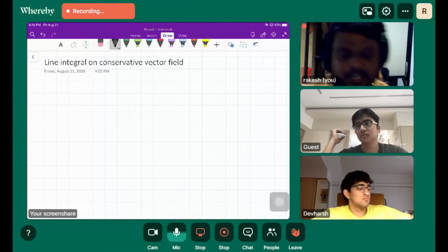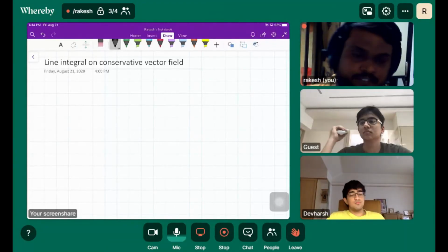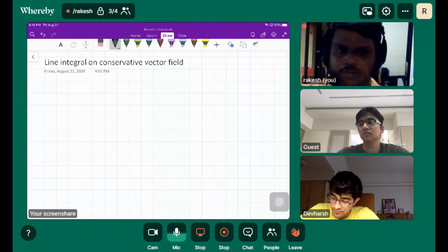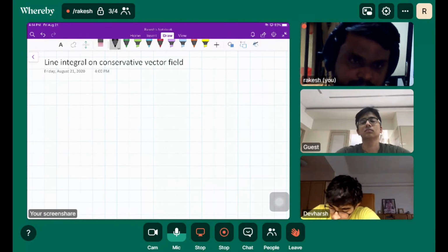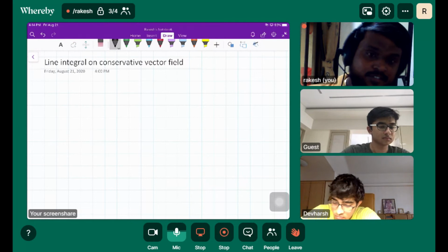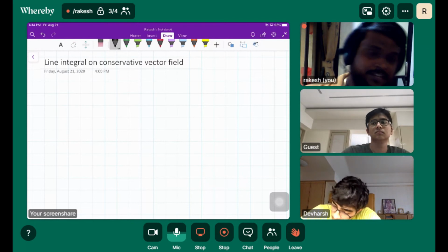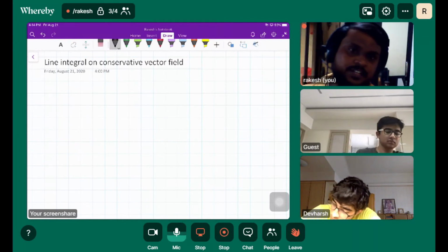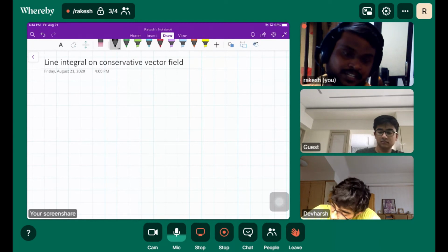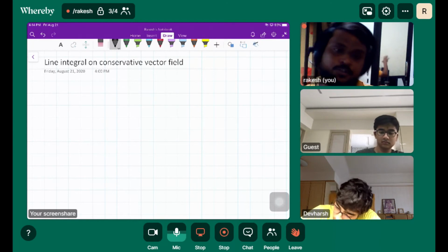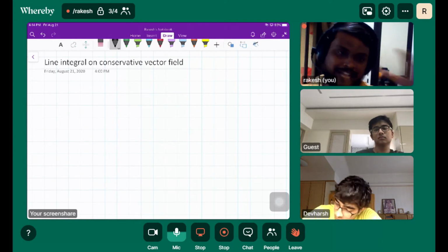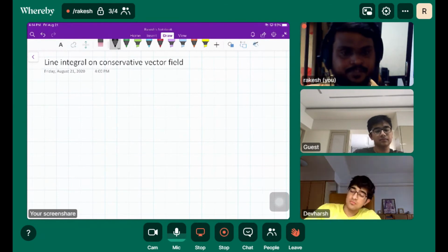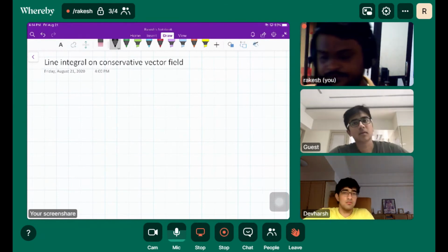Okay, so line integral on conservative vector field. What do you mean by conservative vector field? We already did the definition of conservative vector field, right? When we started with vector field, I gave you the definition. So the vector field which is the gradient of some other potential function is called a conservative vector field, isn't it? Do you remember this? Yeah.